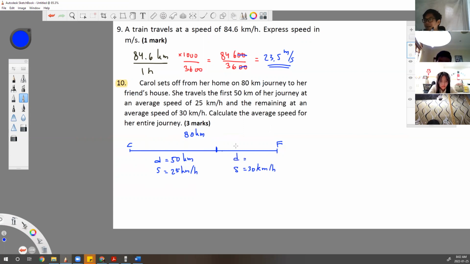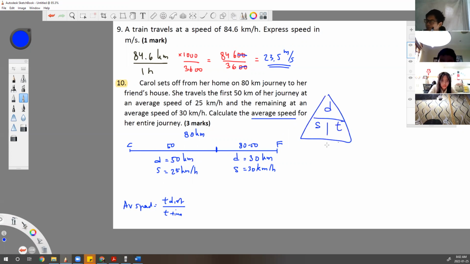Distance-nya berapa ya? Tinggal dikurang lah, simply. 80 minus 50. Right? Calculate the average speed of her entire journey. Remember the formula of average speed. Average speed equals total distance over total time. But the question is, we haven't got the time. So, use the power triangle, right? We have to find the first journey and second journey time. Gampang. Distance over speed, right? 50 by 25, 2 hours. 30 over 30, 1 hour, right?